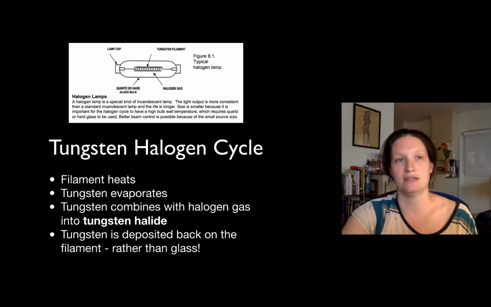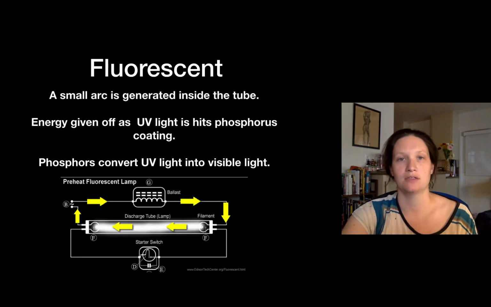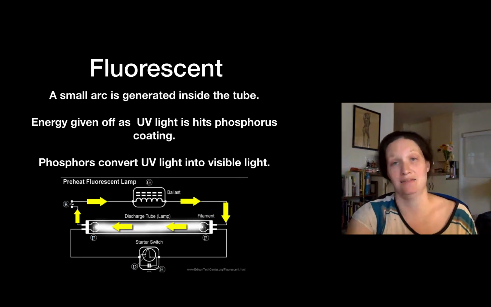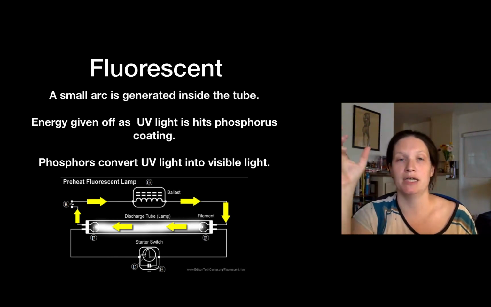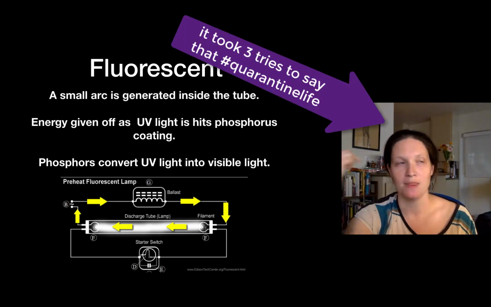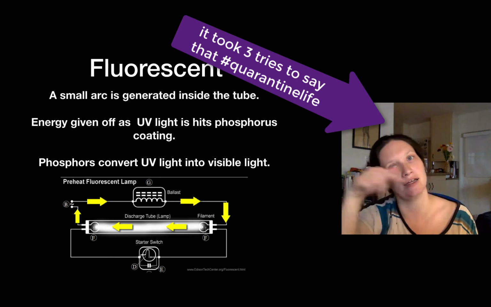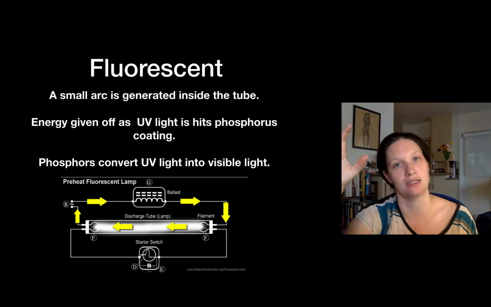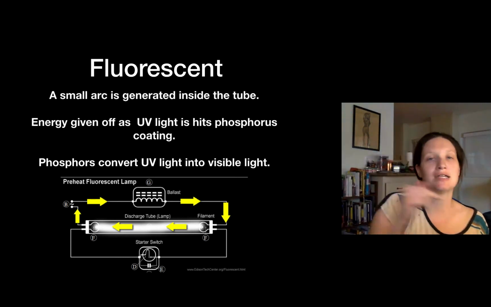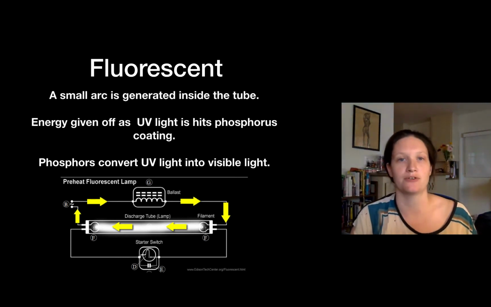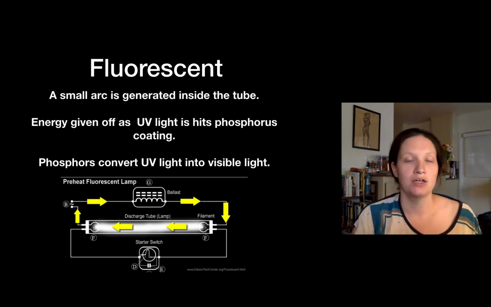Our last type of light is the fluorescent. So in a fluorescent lamp, a small arc is created through mercury gas, okay? So it's like a little tiny lightning rod, not like the big lightning that's out in the air that we have with the carbon arc, but just a little tiny trickle of electricity flows through the gas. That arc in the gas will give off UV light.